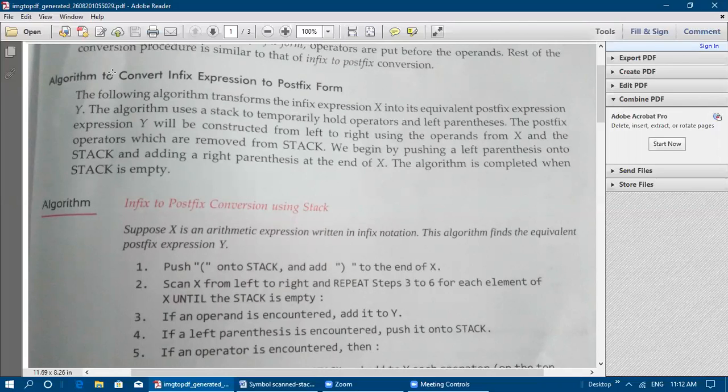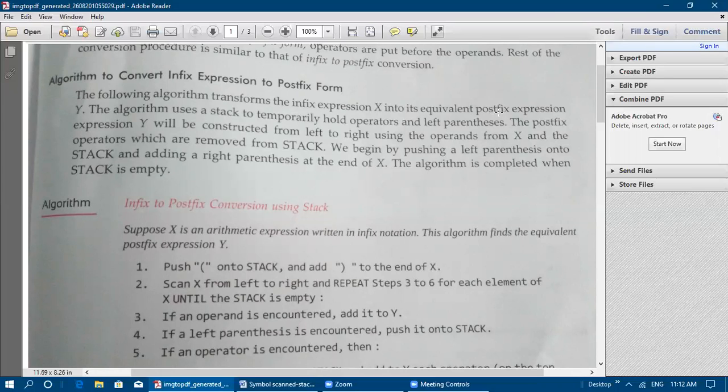Okay, so we are going to see the algorithm in order to transform the infix expression x. X is here denoted as input. So the infix expression is assigned to the variable x, so that x is going to be converted into its equivalent postfix expression y. The output will be assigned to the variable y.